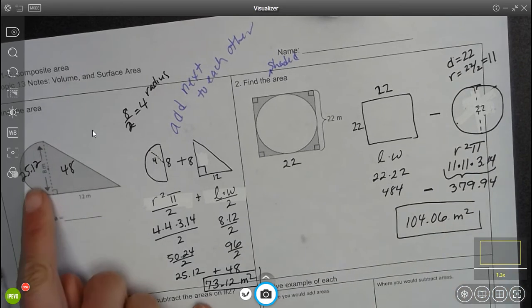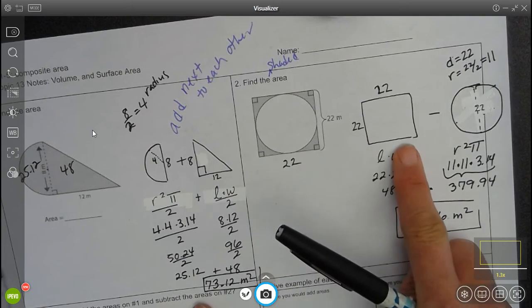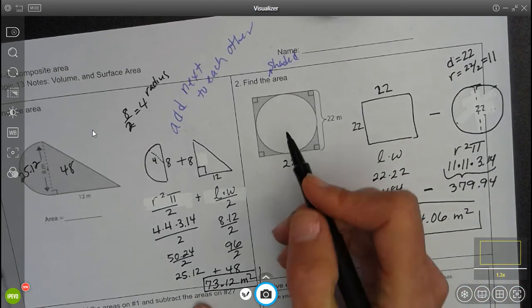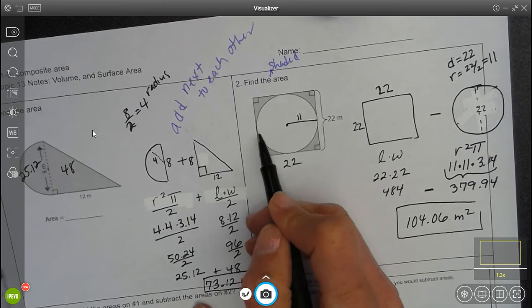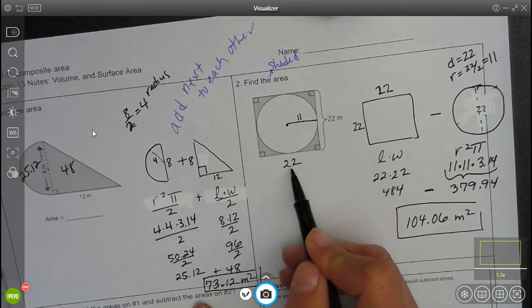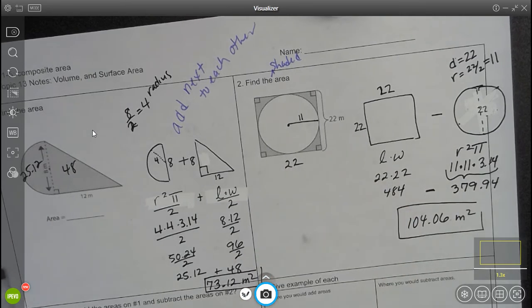When they're next to each other, I would add the two areas. When they're on top of each other, I would subtract them. I knew this circle had a radius of 11 because the diameter or all the way across was 22. Let's look at a couple others. This is the one that we're going to do on the homework assignment.